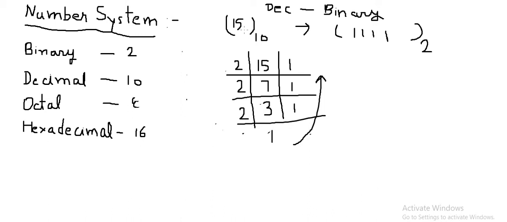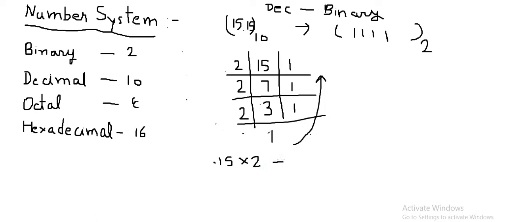And then let me modify this number with some fraction part. So we have 15.15. So what to do in that case? We have converted 15 to this representation, but now we have to convert the fraction part to binary. In that case, we will not divide this number by 2, but when we have a fraction part, we will multiply it with the base, which is 2.